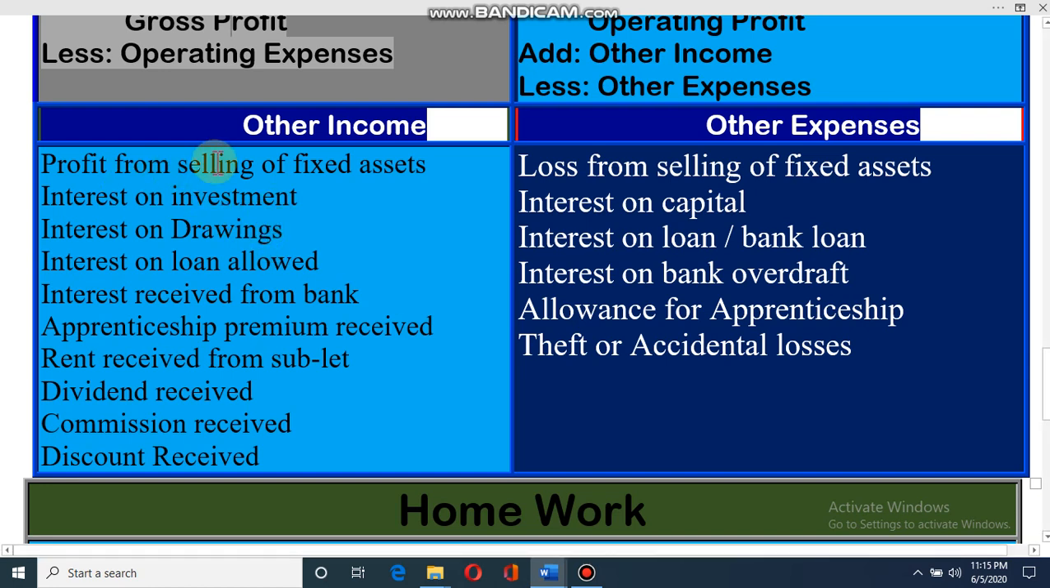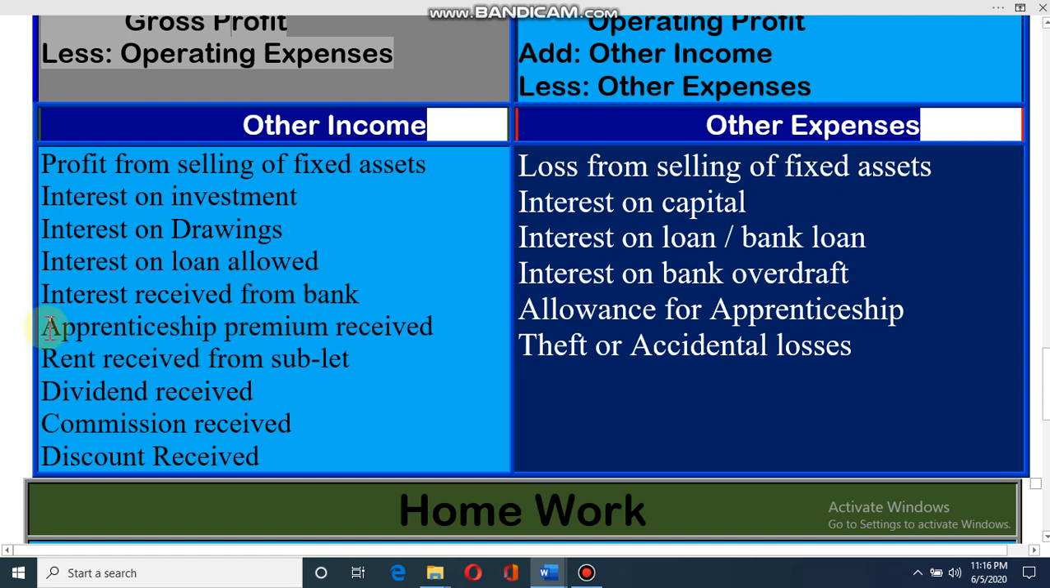Look at the other income. Profit from selling of a fixed asset. That means you have a fixed asset; if you sell that asset and earn some money, that is other income. Interest on investment. You have some extra money, you keep it in the bank, then you earn some profit from the bank, and it is interest on investment. Interest on drawings, interest on loan allowed, interest received from bank, apprenticeship premium.